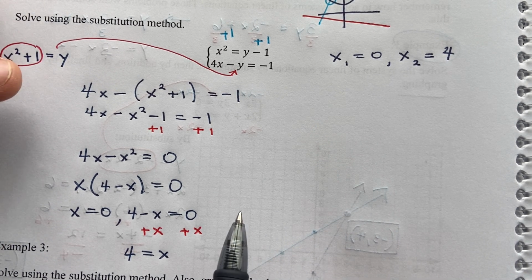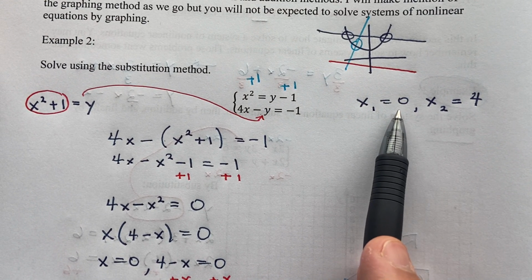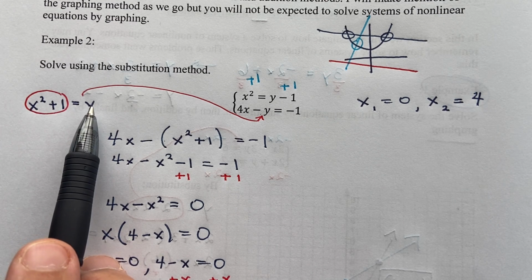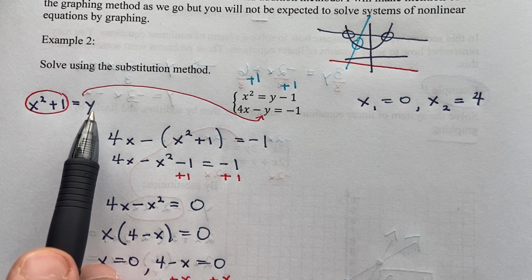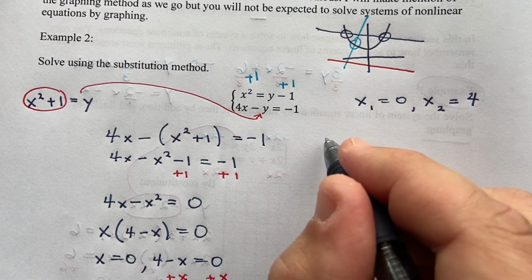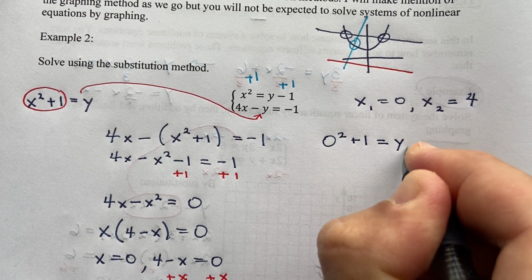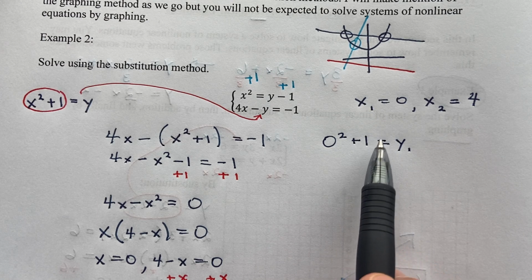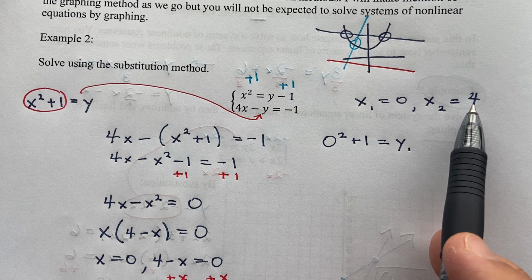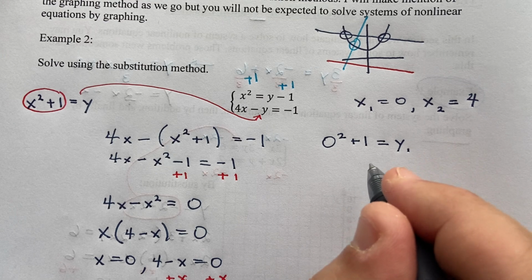Okay, so what we now do is I'm going to take x1 and I'm going to plug it in for x, and that's going to spit out a y1. So let's do that. So 0 squared plus 1 equals, this is y1, right? I'm just labeling it so I kind of connect these two. I don't want to accidentally think that this 4 led to this number. So y1 is 1.